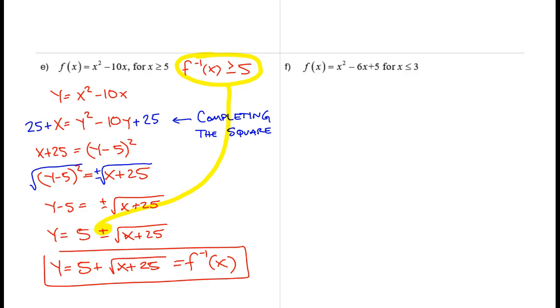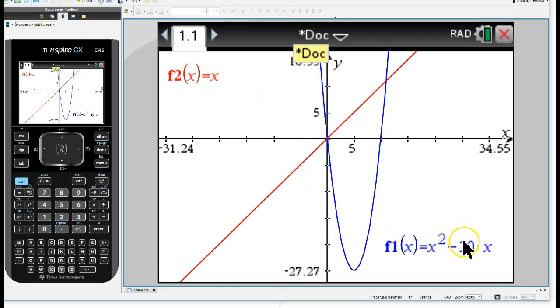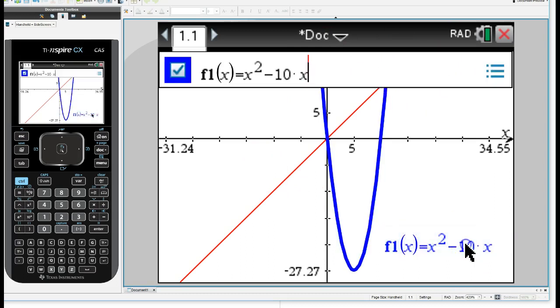I'd now like to show you a graphical way to think about the same thing. All right, so we have y equals x squared minus 10x for x greater than or equal to 5. So let's think about this inverse graphically. Let's take a look at the graph of that. Here I have the graph of x squared minus 10x, but I don't have the greater than or equal to 5 part. So let's see if I can do this.